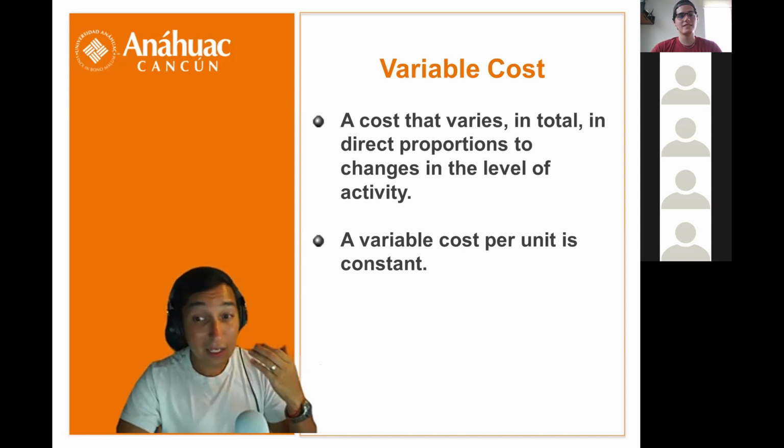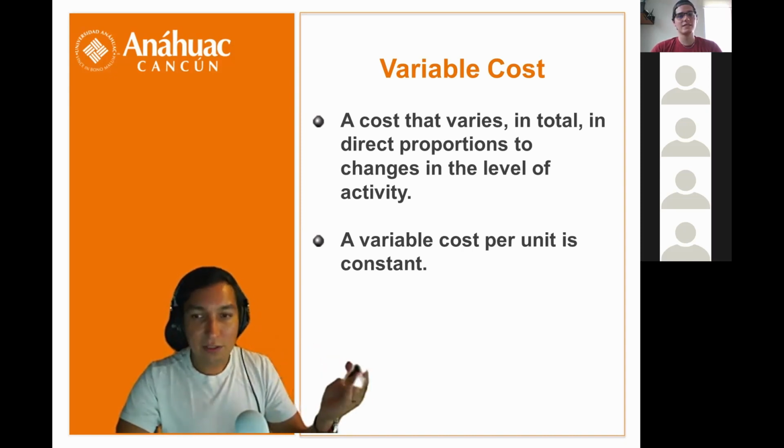And if we make fewer widgets, it's going to use fewer direct materials. If we make fewer widgets, we'll have less direct labor. So those are truly variable costs that are going to vary in direct proportion, okay? So now when we say changes in the level of activity, well, how do we measure a level of activity?